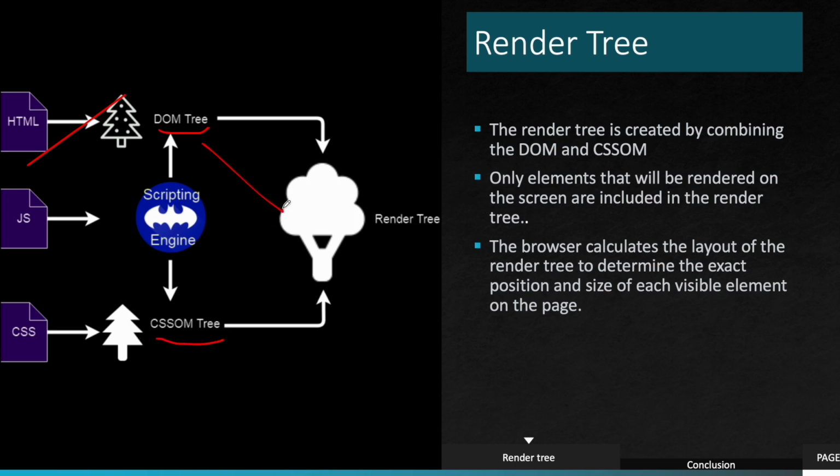The render tree is nothing but a combination of the DOM and CSSOM. It contains only the elements needed to be displayed on the page. Some elements might be hidden or excluded if they don't contribute to the final layout.